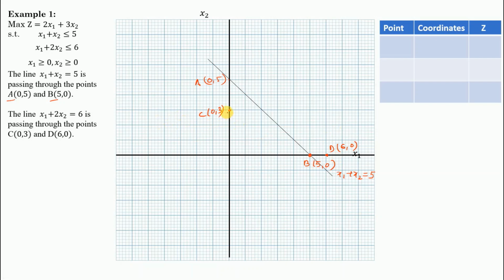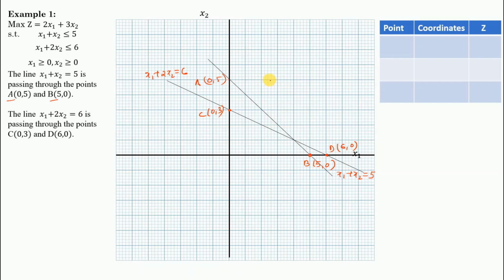So now join these 2 points, then you will get the next line, and this line is x1 plus 2x2 equal to 6. Now we have drawn these two lines. Look at this. We are dealing with inequalities, not lines. It means we have to find all the points which satisfy the inequality x1 plus x2 less than or equal to 5. So every line, if you draw a line in this space, will divide the space into two parts. For example, if you look at this line x1 plus x2 equal to 5.